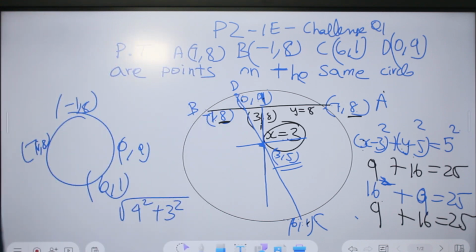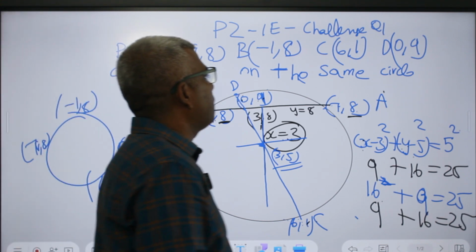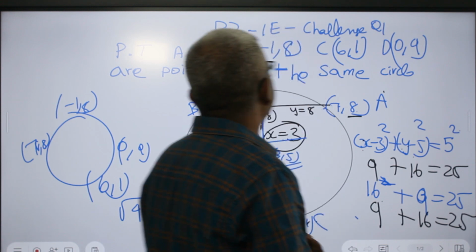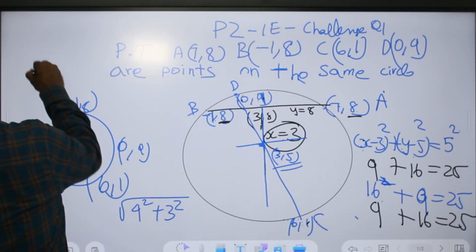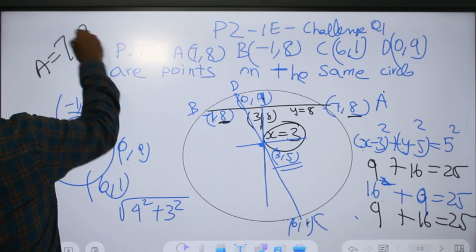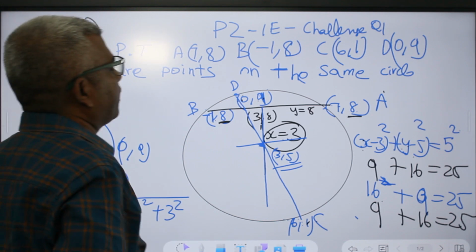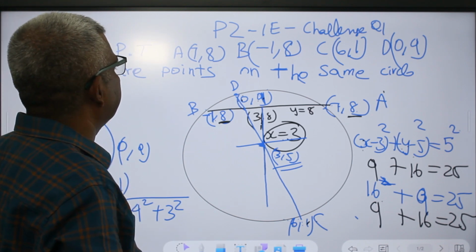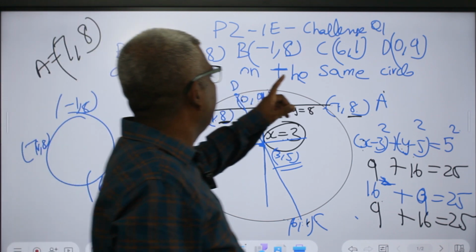So A is (7,8), B is (-1,8), C is (6,1), D is (0,9). These are points on the same circle, we prove.